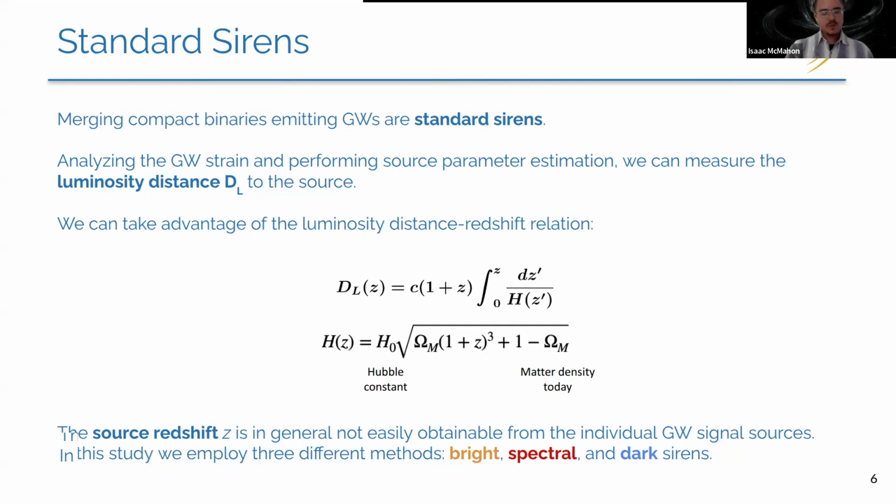Now, the luminosity distance is easily measured from the gravitational wave data. The problem is the source redshift, which we call z.